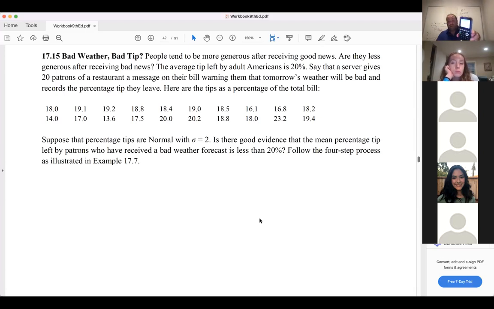Mu naught was 20 because we're working under the assumption that it's 20. And then it's a less than, because we want to see if it went down. Then you go down to the bottom and calculate, and you get a Z statistic of -4.047 and a p-value of basically 0, because it's four zeros followed by 259.